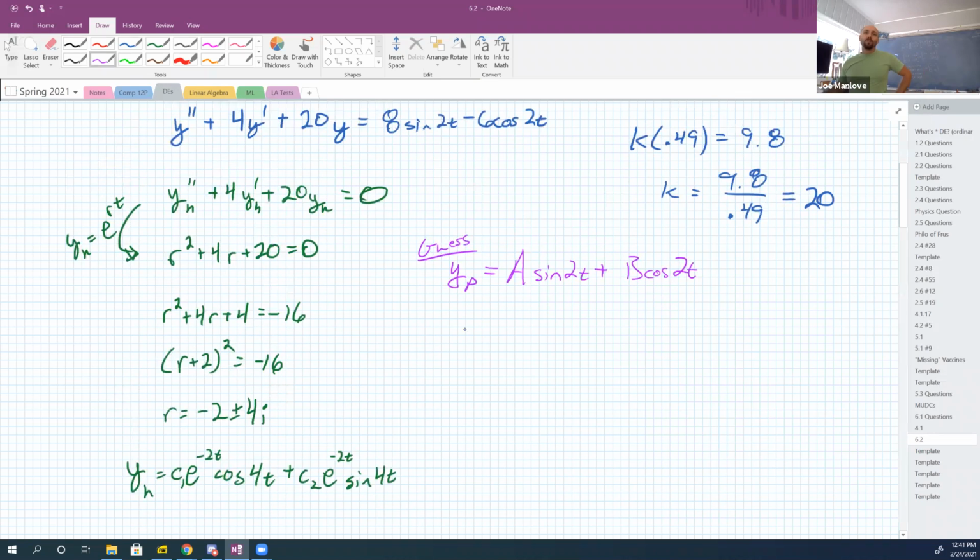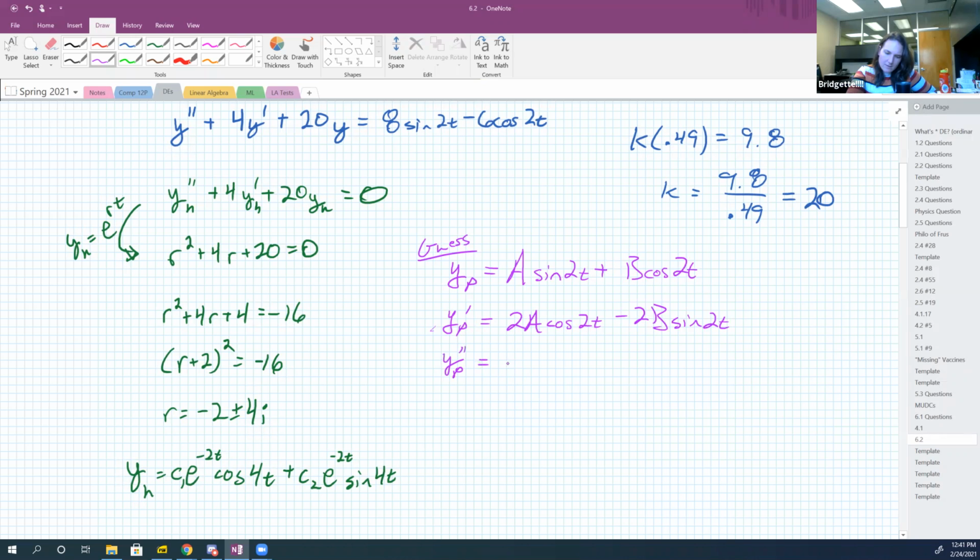So now I need yp prime, which in this case is relatively straightforward. It's just 2a cosine 2t minus 2b sine 2t. What's yp double prime? Minus 4a sine 2t. Minus 2b cosine 2t. Wait, oh, sorry, 4b.